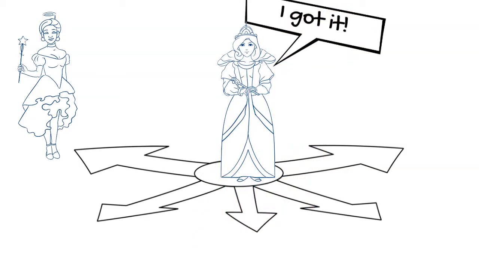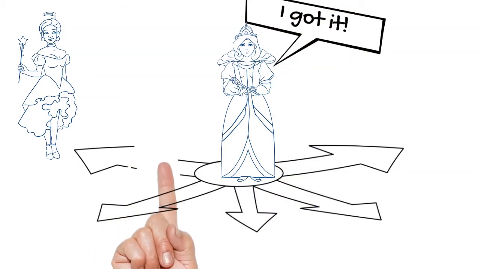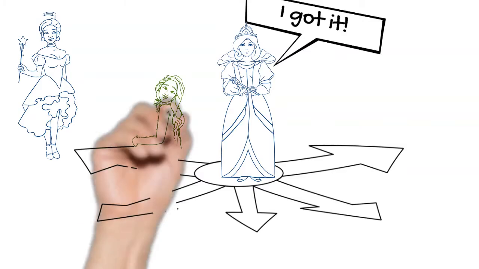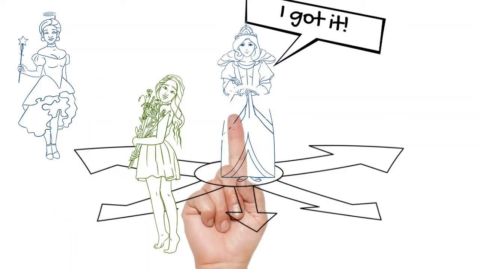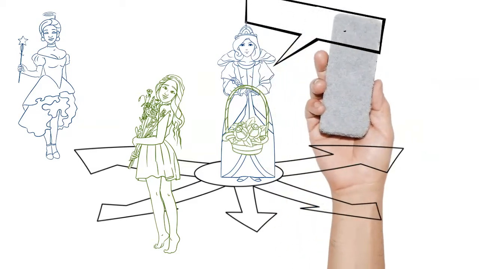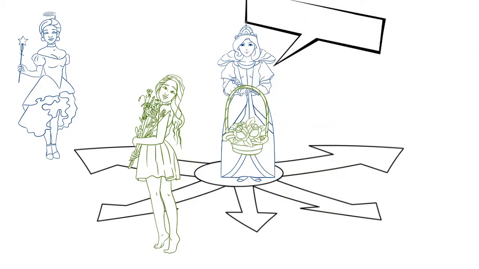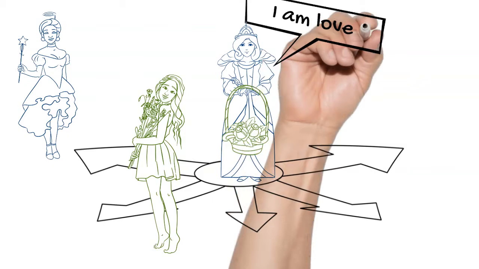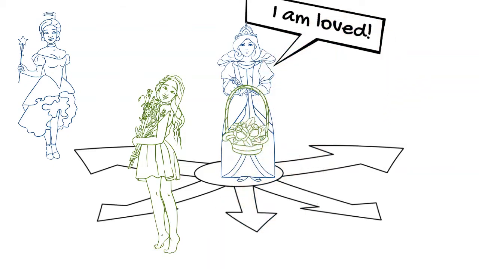There is also the Earth Mother. This character is symbolic of fulfillment and abundance. She offers spiritual and emotional nourishment to those around her.